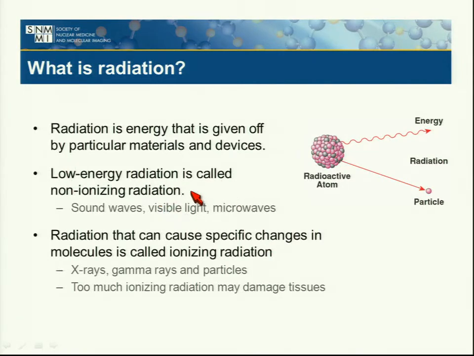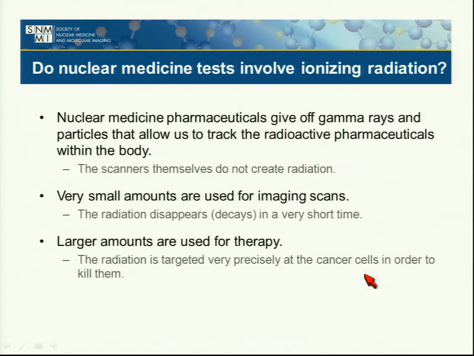Visible light, you can maybe see through your fingers, but certainly not if you try to shine it through your whole body, and likewise microwaves and things. That which is energetic enough to get out of the body is more in the range of X-rays and gamma rays, and so that's what we use often for imaging, both in radiology and in nuclear medicine. And as we'll talk about, too much ionizing radiation can damage tissues. That's what we'll talk a little bit about in this study.